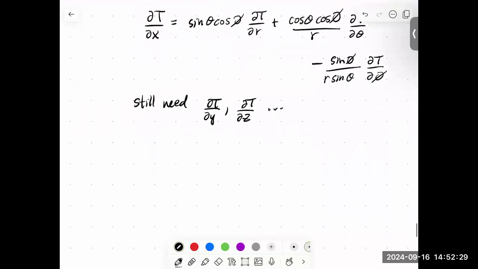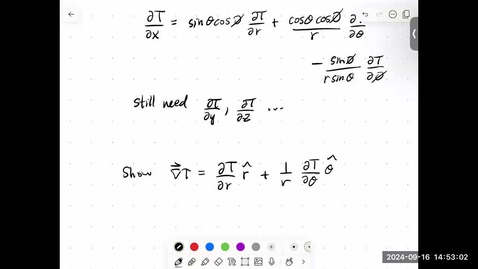But if you do all of that work, you can finally show that the gradient of t in spherical coordinates is going to be dt dr r hat. That one is trivial, right? That one is no different than, say, the x component in Cartesian coordinates. But then it gets different. And you know it has to be different because it couldn't be just dt d theta theta hat. Why couldn't it be that? What's the obvious reason why that can't be right?